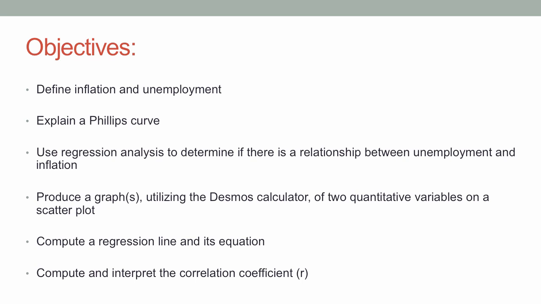So we're going to talk about inflation and unemployment. We're going to define this thing called a Phillips curve in economics. We're going to use a regression analysis to determine if there's a relationship between unemployment and inflation. We're going to produce some graphs utilizing our Desmos calculator of the two variables on a scatter plot. I'm going to show you how to compute a regression line, let the calculator do all the heavy lifting in the math, but then interpret what it's telling us in terms of how well these variables relate together. So this is our goal.